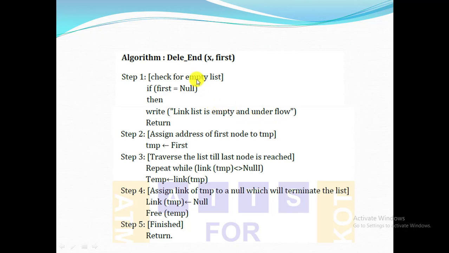We'll see the algorithm for the delete operation. We have to check the empty list, then assign the address of the first node to the TMP, that is TMP is equal to first, then traverse the list till we reach the last node. For that we are providing a loop to traverse to the end of the linked list, then assign the link of TMP to null which will terminate the list. So link of TMP is equal to null and we free the particular node.